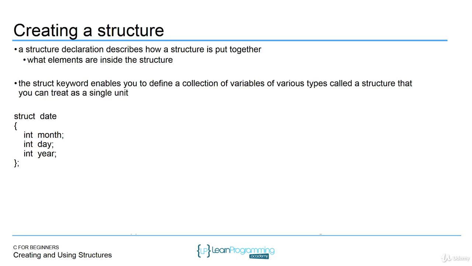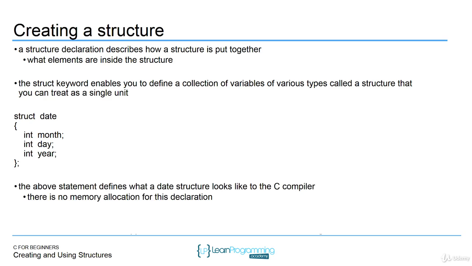And then inside there, you can define any types of variables you want. You can even put pointers in there. And those are called the members of the struct. So this is a statement again. It defines a date structure that the C compiler will understand. It tells the C compiler what this date structure is going to contain. Three elements: month, day, and year.